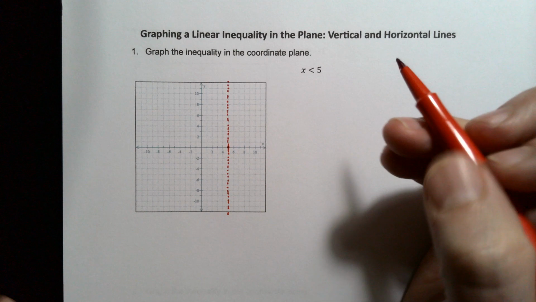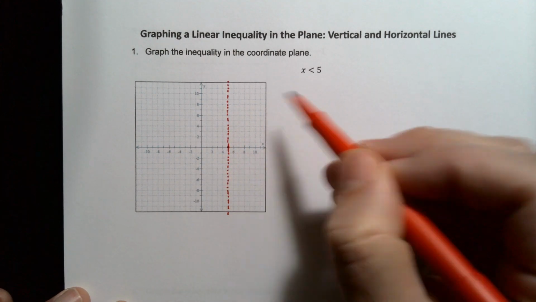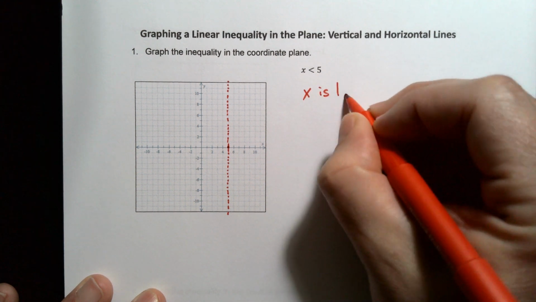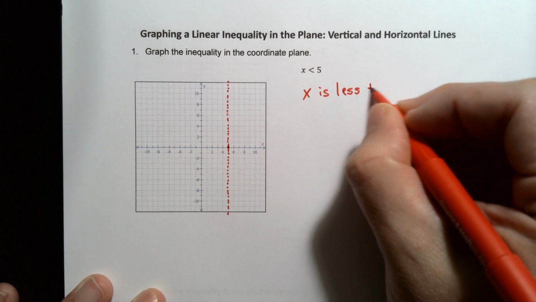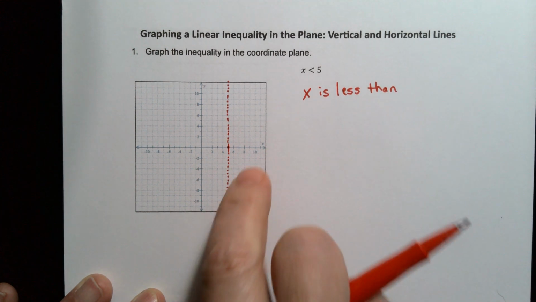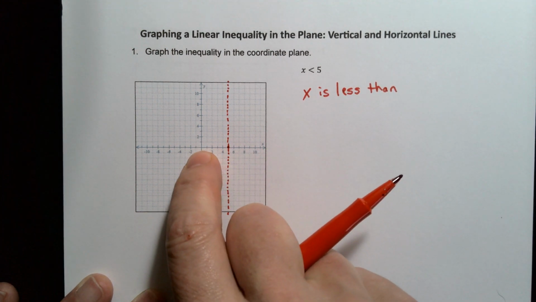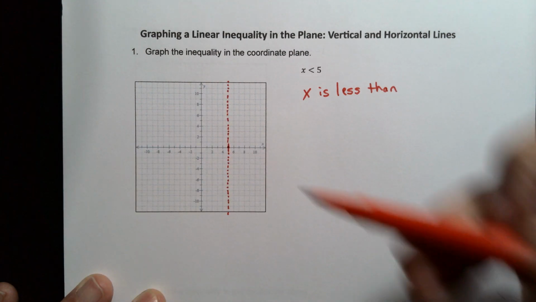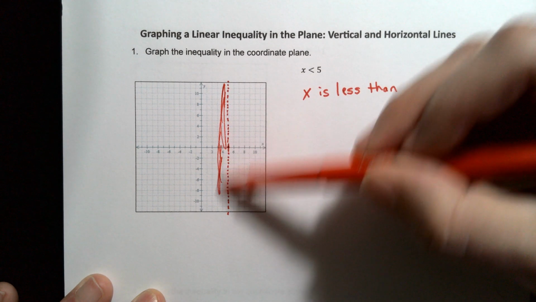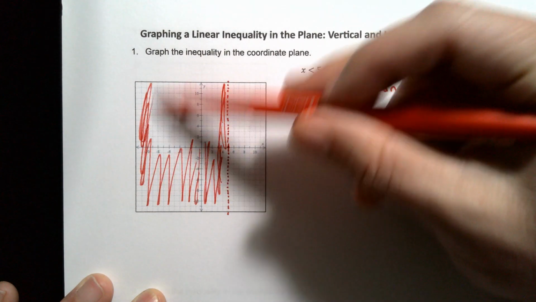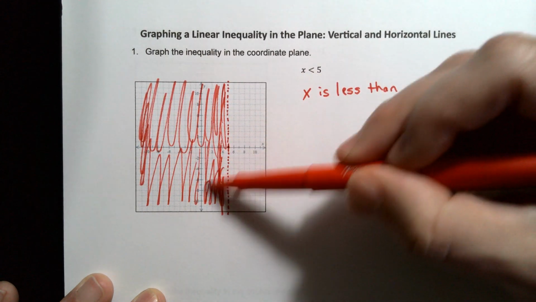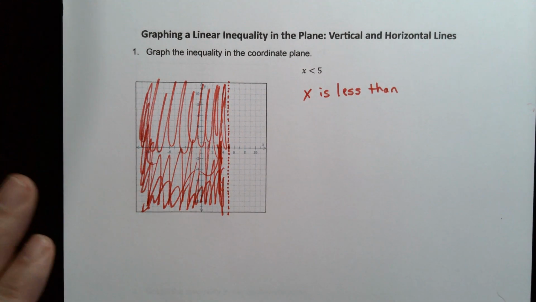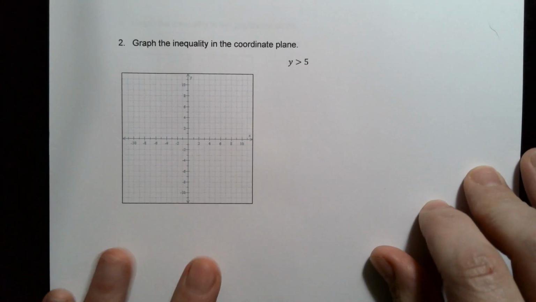Now I need to shade either the left side of this or the right side of it. This is x is less than 5, which means 4, 3, 2, 1, 0, -1, all these over here. So less than 5 is over in this area, and that is the shaded region. So we'll shade in this side, and we have the dotted line there, and that is it on that problem. Let's take a look at the next one.